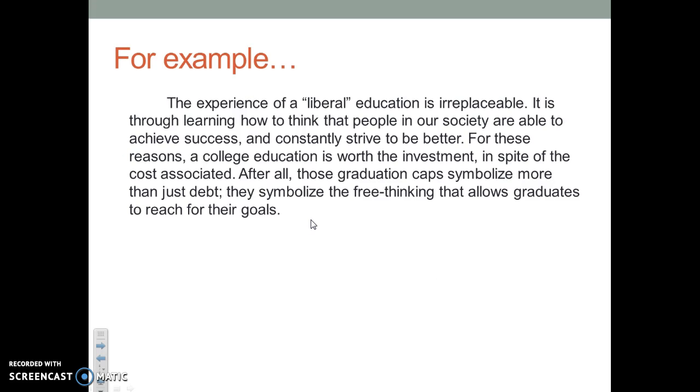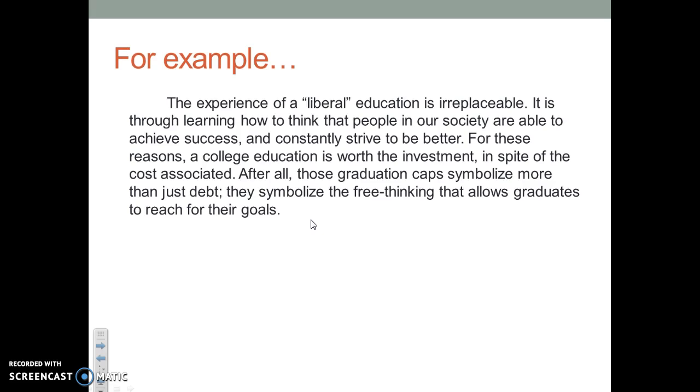Take a look at this sample conclusion. In this sample conclusion, we have those three things. We have that circle of satisfaction where it references something from the original introduction. We have a summary and we have a rephrasing of the claim. See if you can identify all three.